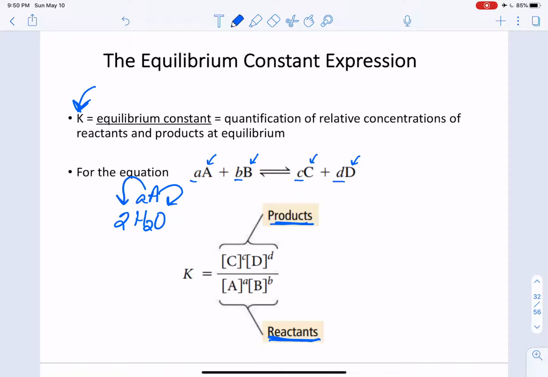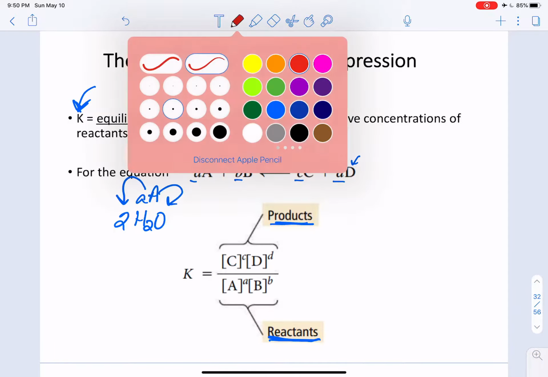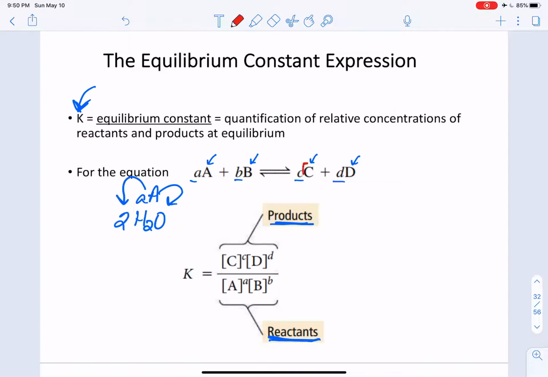So the little a would be the coefficient and the big A would represent your compound there. So we're going to go ahead and put the concentration of our products, and we're going to raise it to the power of this little coefficient here. So that would be the concentration of C to the power of the coefficient there, and you guys can see that appears right there. We do the same with D, and then we put A and B in the denominator. And what on earth am I talking about? Don't worry, we'll practice this.